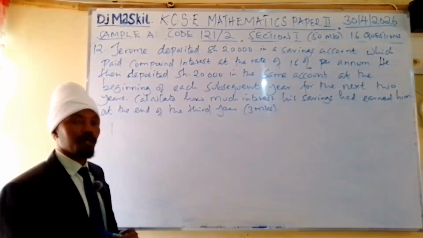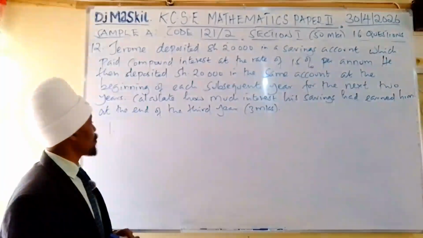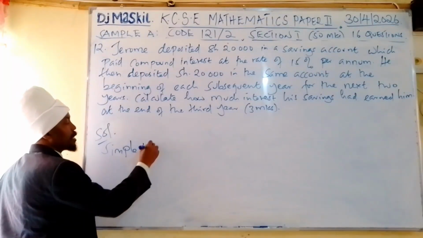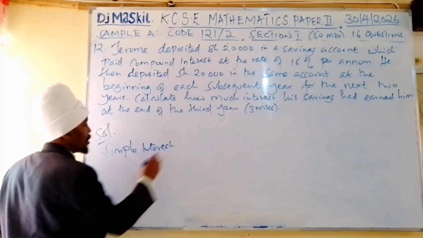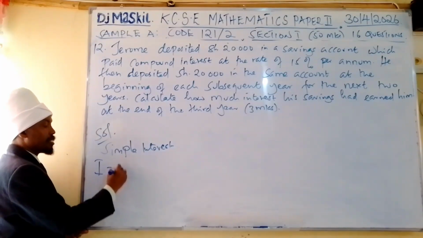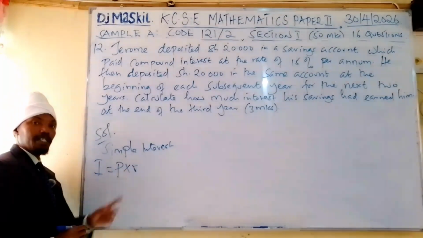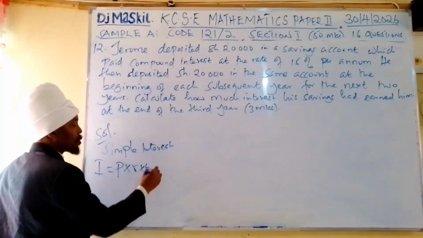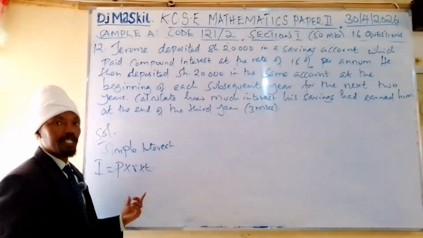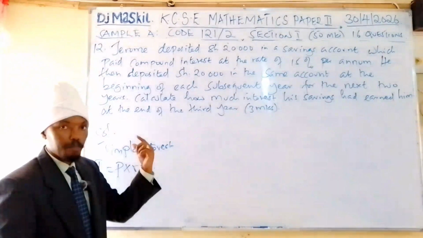Solution. We are going to use the simple interest formula. The simple interest formula is calculated by interest is equal to principal P multiplied by rate R multiplied by time. So we are going to calculate the interest for each year.